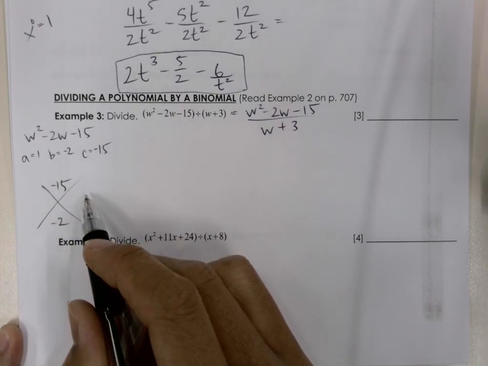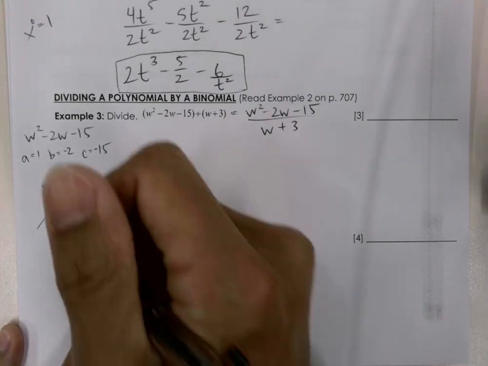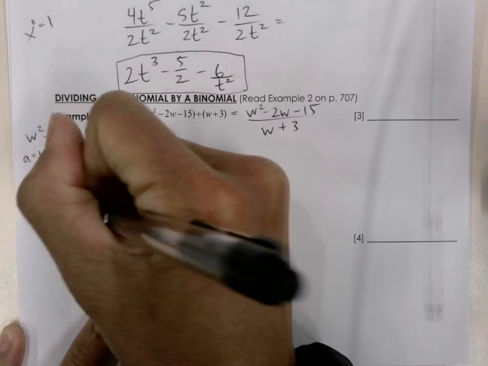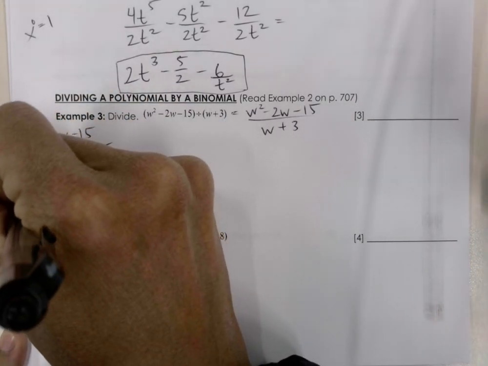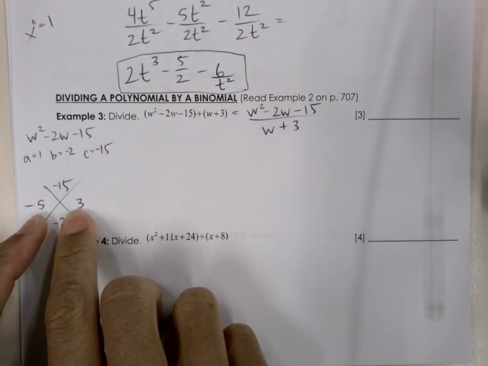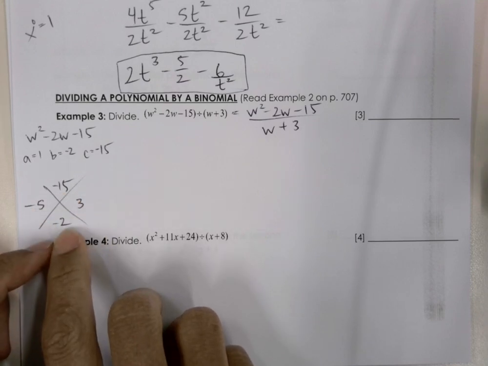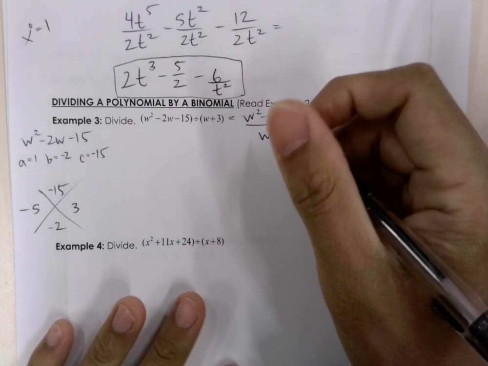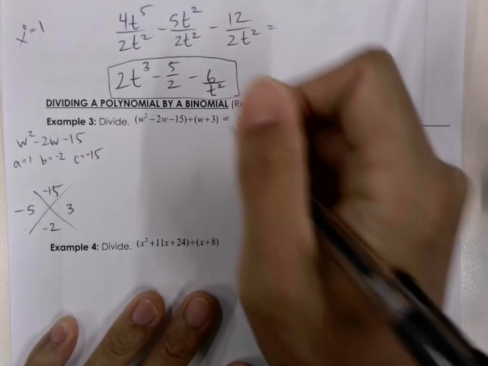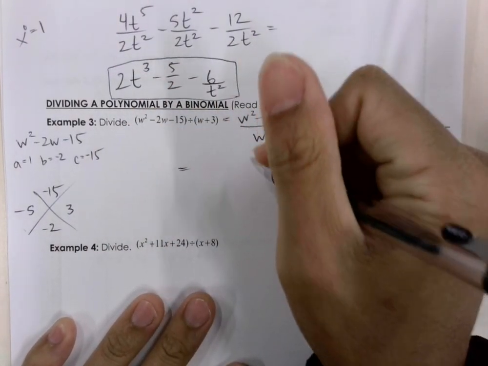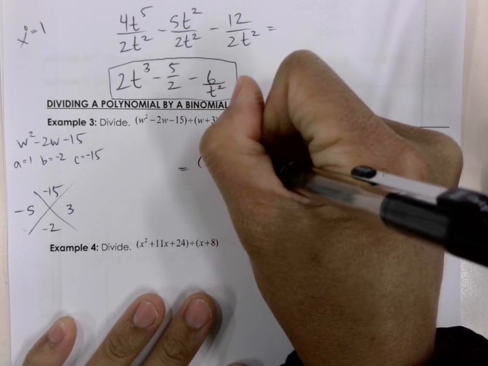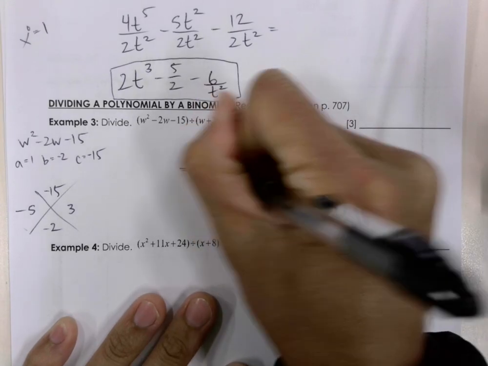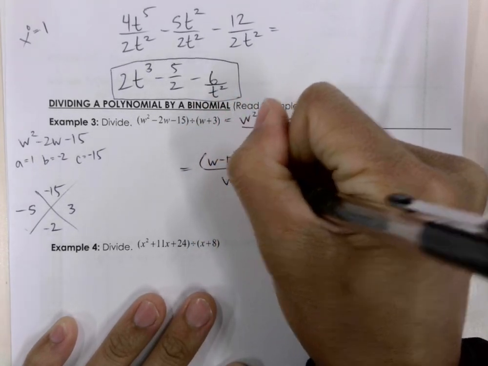So let's see, negative 15, so that's maybe 3 and 5. So let's do 5 and 3. And then the 5 needs to be negative because they're going to multiply to a negative 15 and they're going to add to a negative 2. So I have my factors. So I can rewrite my equation over here as w minus 5 times w plus 3 over w plus 3 in the denominator.